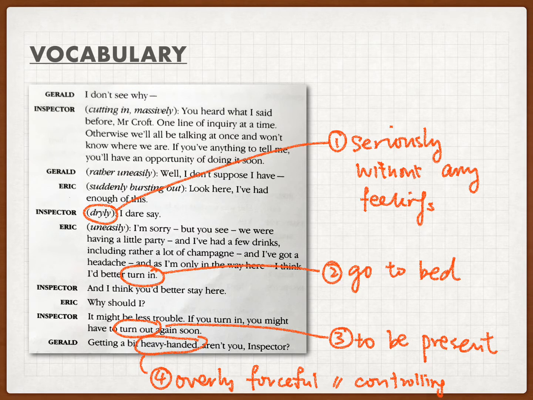It means to be present again. So the inspector asked Eric not to go to bed. And then hearing this, Gerald felt that the inspector was a little bit heavy-handed. So it was a little bit controlling. Even though Eric wanted to go to bed, the inspector didn't allow it. So Gerald felt that the inspector was a little bit controlling, very forceful. So the words heavy-handed mean controlling, forceful.